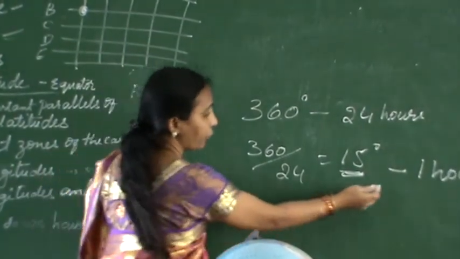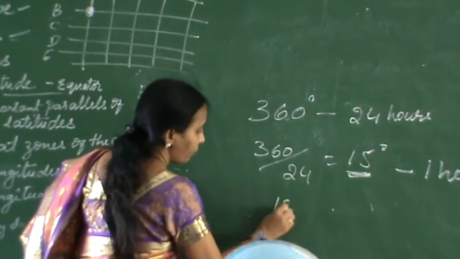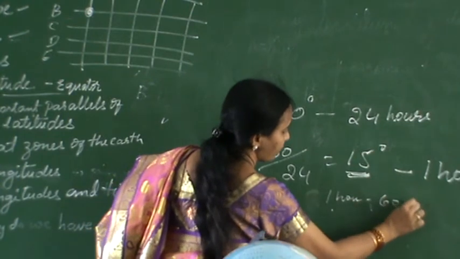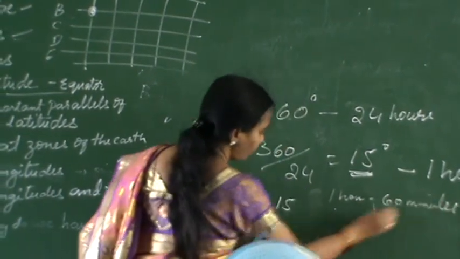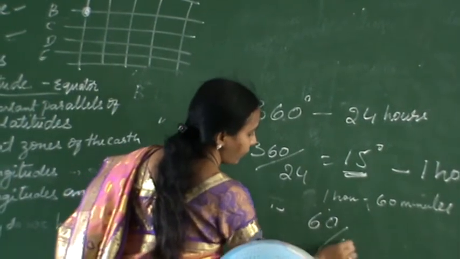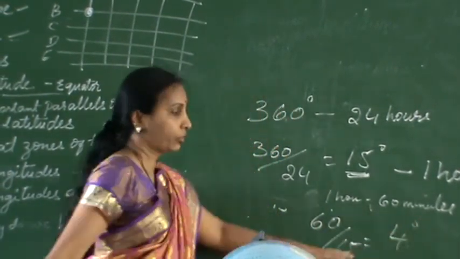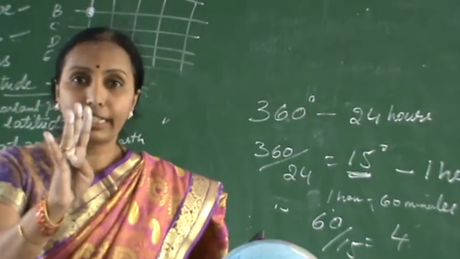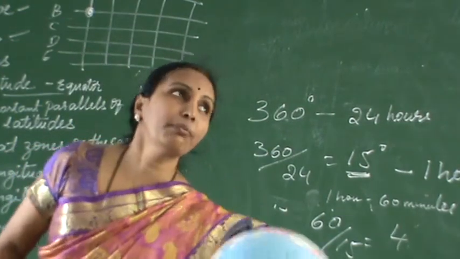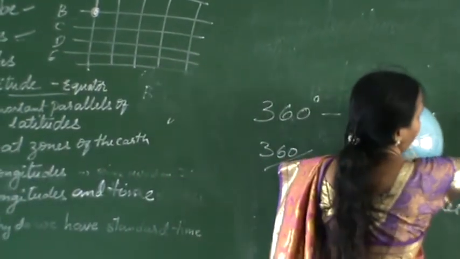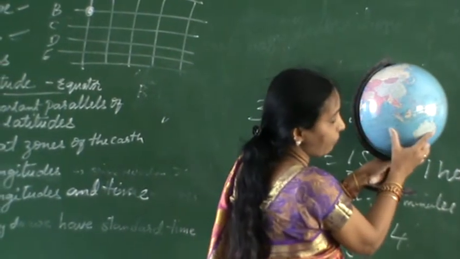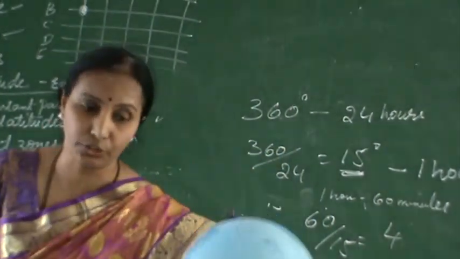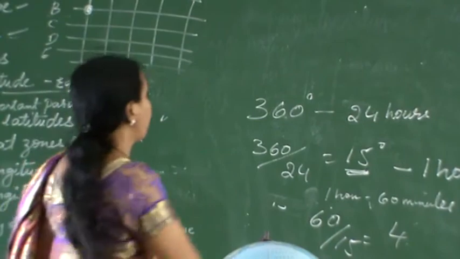Now, if you want to know about 1 degree, 1 hour is equal to 60 minutes. If you do 60 divided by 15, you'll get 4. That means when 1 degree rotates, it takes 4 minutes. 1 degree takes 4 minutes. As I showed you, when it moves from west to east, it takes 4 minutes to pass one degree of longitude.